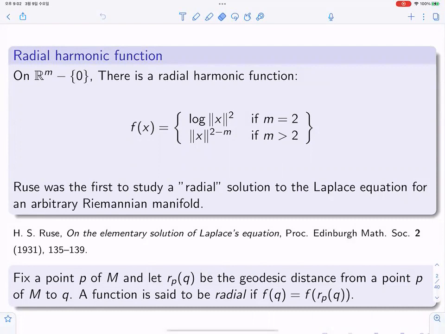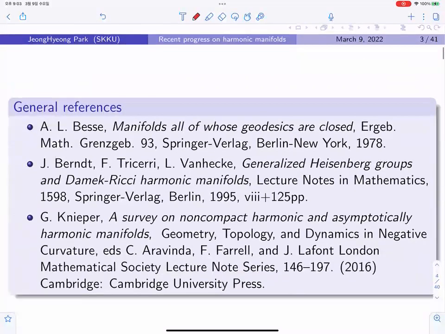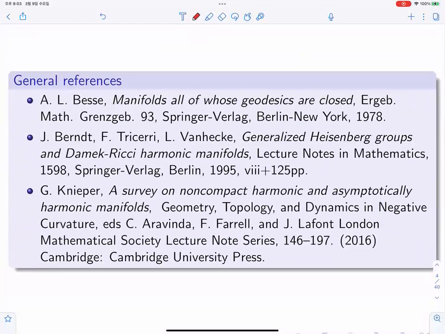Here, a function is radial means that the function just depends on the radial distance from the fixed point. Now, the Laplacian acting on the function is minus the trace of the Hessian of F. A Riemannian manifold is called harmonic if there exists a non-constant radial harmonic function in a punctured neighborhood of any point. General references are Besse's book, the Berard-Bergery, Bessières, Berger lecture notes, and Nikolayevsky's survey article, if someone is interested in these fields.